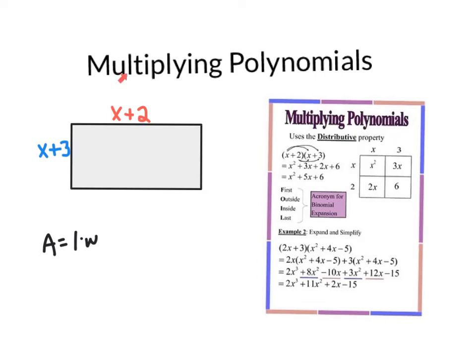In this new video lesson, we're going to be looking at multiplying polynomials. For instance, let's say we had a rectangle and we wanted to find the area. The area of a rectangle is length times width, or maybe we call it base times height. But in this rectangle, you have a binomial of x plus 3 for the width and a binomial of x plus 2 for the length. So you have to multiply x plus 3 times x plus 2.